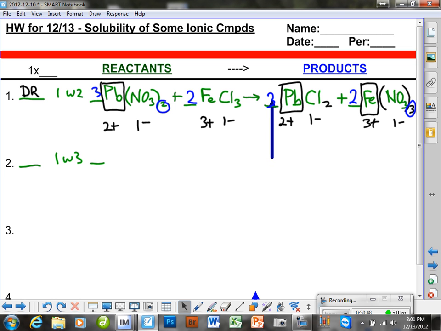And so we have 3 leads, 2 irons, and everything balances out. We didn't have to worry about the leads and the irons. They took care of themselves. Isn't that sweet? Okay, here we go. Lead nitrate, twice, just like it was before.